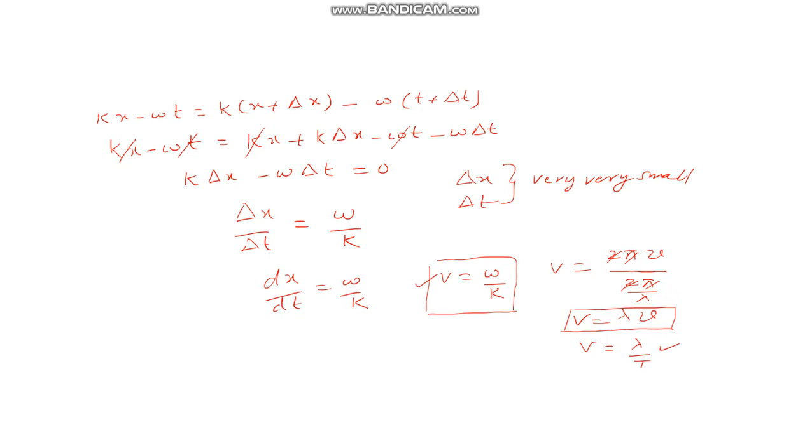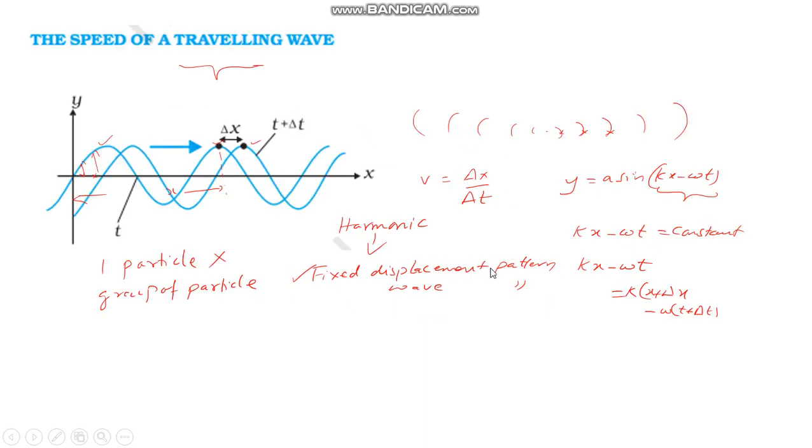If it is a stationary wave, there is no question of speed. Only if the wave is traveling do you have to find out the speed. So you have to remember this expression, and see how I have done the derivation. Any doubts, you can just post them and go through that.